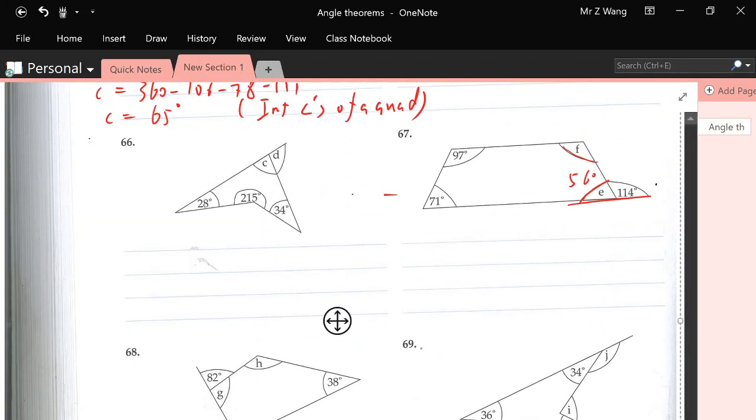Mm, okay, so for this, this is also a quadrilateral, right? You can use this to figure out the same thing, right? So C is 360 minus this, minus this, minus these three angles, and then use angles on a straight line to figure out D. Okay, I hope this explains a lot.